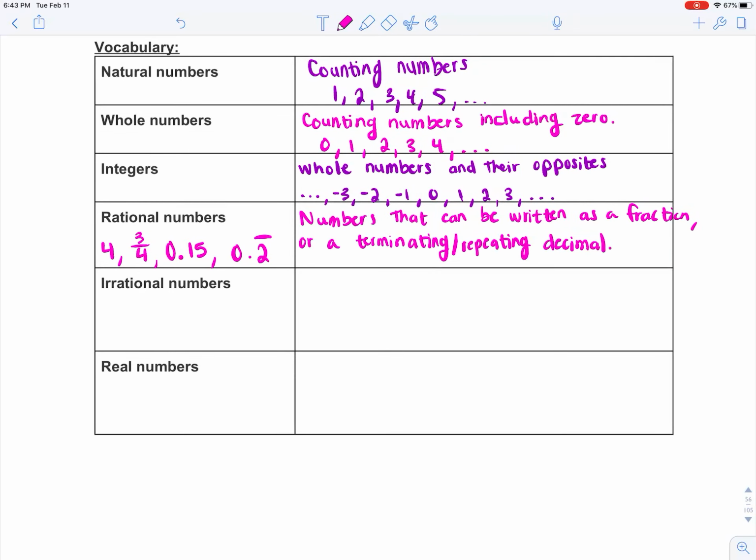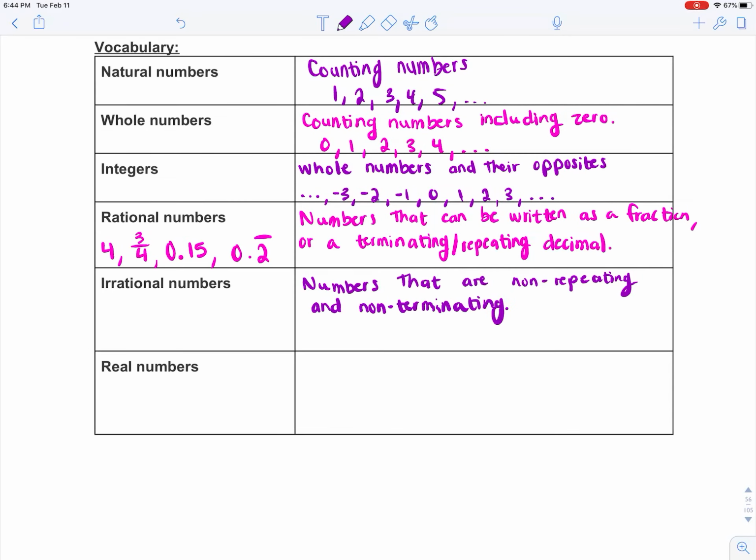And then that brings us to our lovely term called irrational numbers. You might be able to infer what its definition is. Irrational numbers are numbers that are non-repeating and non-terminating. So there's no pattern that repeats, and it also never ends.